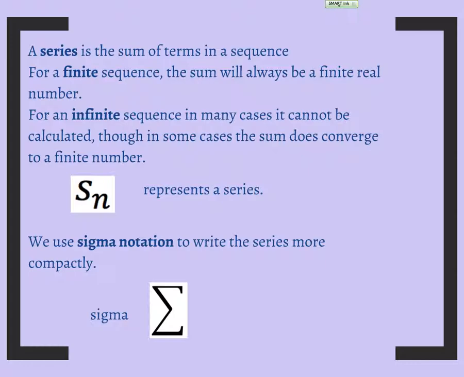You might have a finite sequence, and then the sum will always be a finite real number. So if you are just going to look at the first 10 terms of a sequence, you can add up those 10 terms and get an actual number.